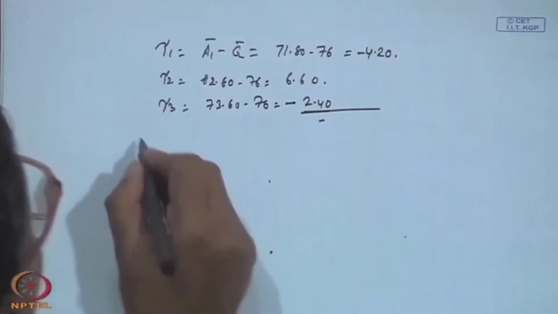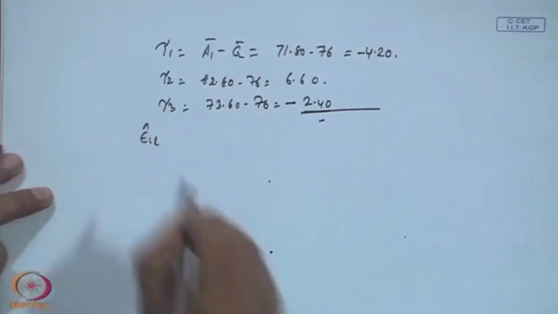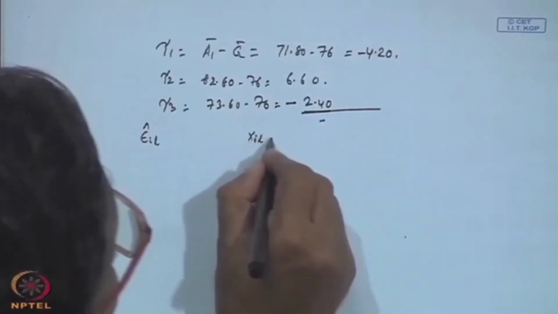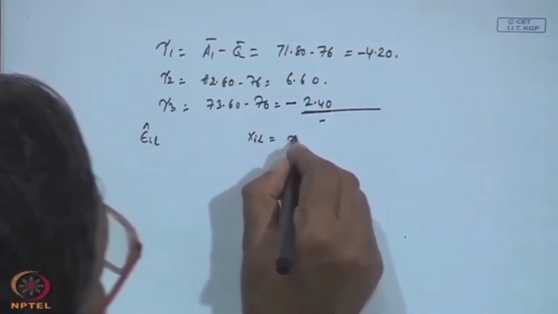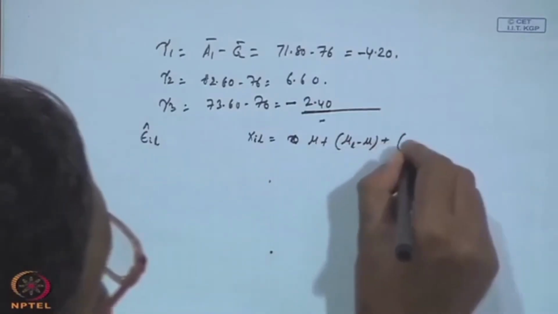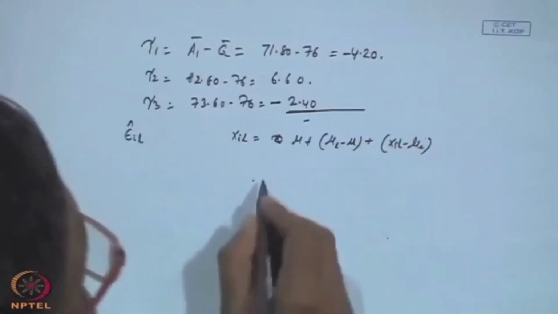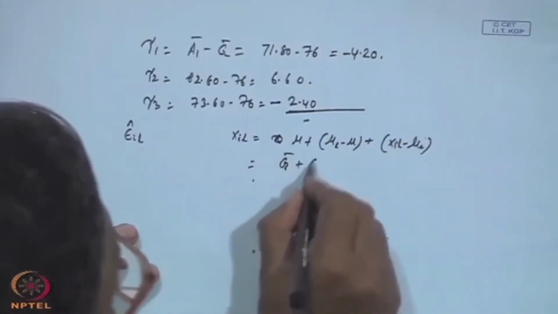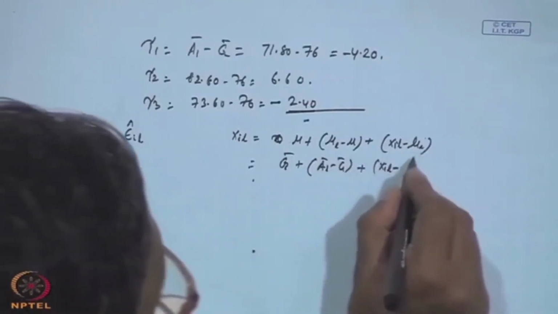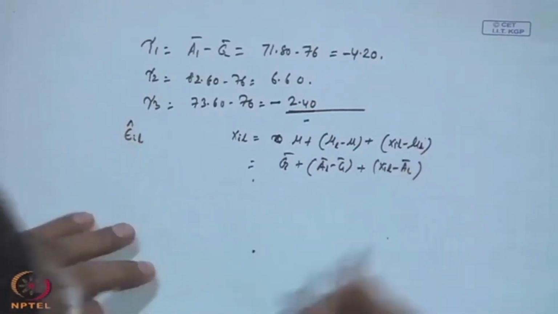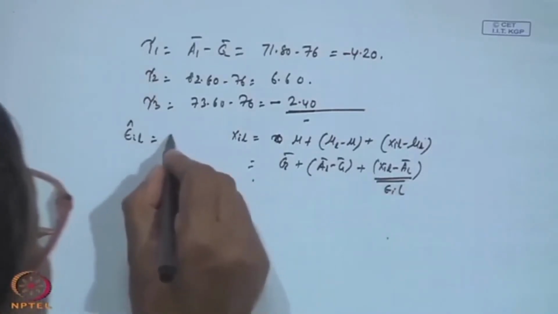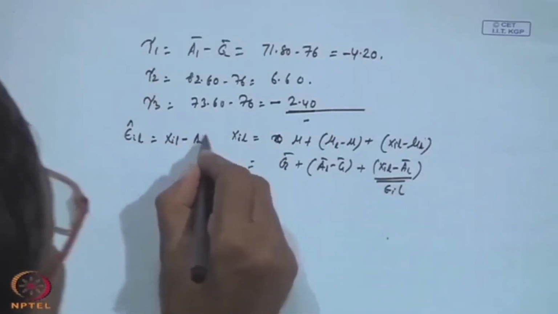Then we want to calculate also the error terms. What we have seen is that X_il equals mu plus mu_l minus mu plus X_il minus mu_l, which is nothing but G bar plus A_l bar minus G bar plus X_il minus A_l bar. So that means this one is our epsilon_il. So epsilon_il is each of the values minus A_l bar.